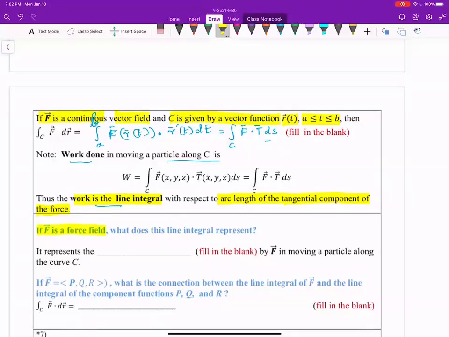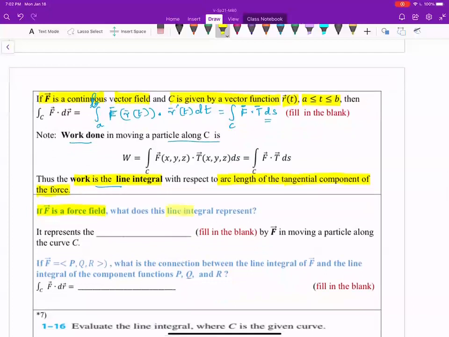If F is a force field, what does this line integral represent? If the vector field is the force field, then the line integral represents the work done.